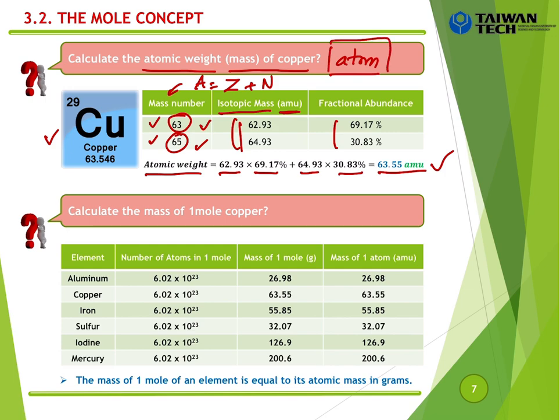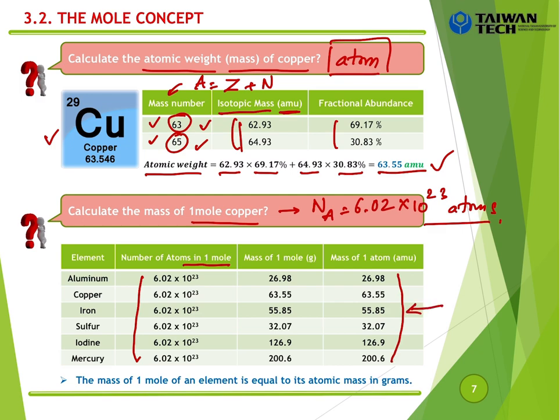Okay, but now we consider calculating the mass of 1 mole of copper, and you know that 1 mole of copper has NA equal to 6.02 times 10 to the power 23 atoms. Okay, and from here you can see that 1 mole of any element has the same number of atoms inside. Okay, and then we have the mass of one atom in AMU.